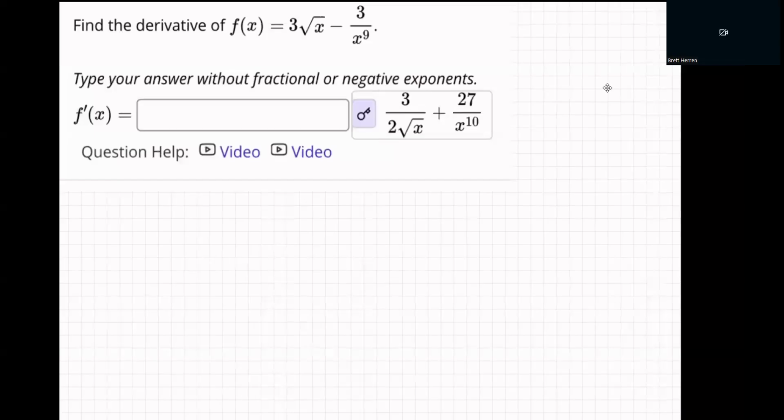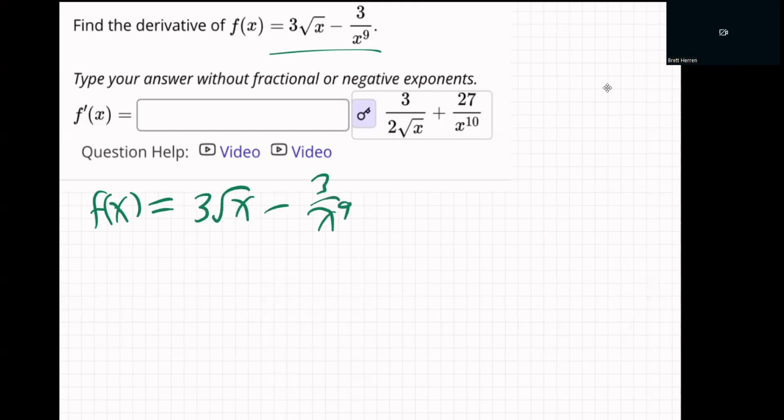Okay, so on this one, they're giving us a function. Let me bring it on down here. This function f of x right up here, 3 root x minus 3 over x to the 9. Now, they want us to use the power rule.